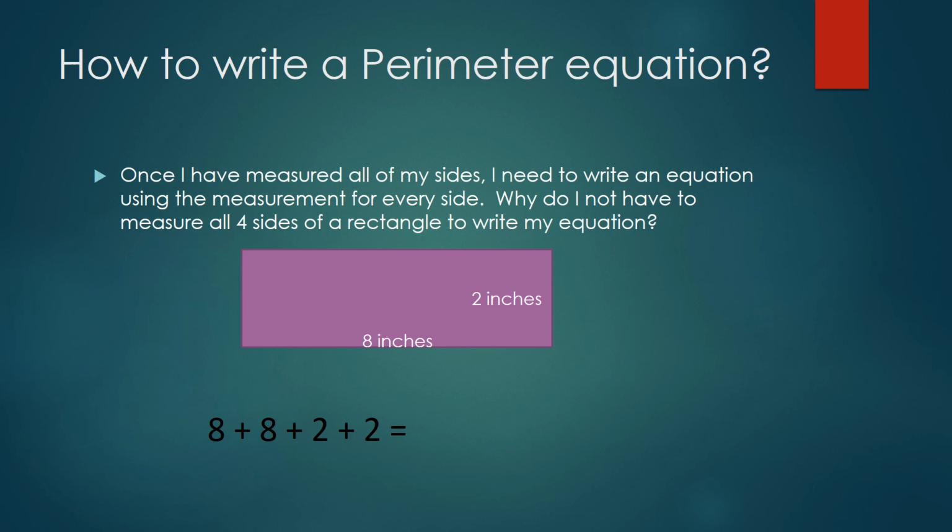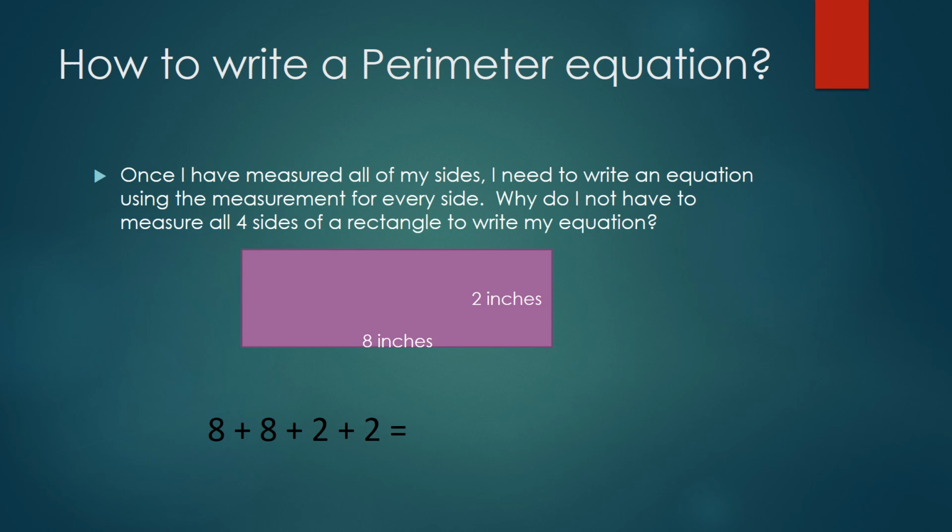That's right, because in a rectangle, the sides are parallel and they're equal. So when I measure one length of 8 inches, the other side that's parallel to it will also be 8 inches. When I measure the width or the height on this rectangle, it's 2 inches. So since the other side is parallel and it's a rectangle, it's the same size, it will also be 2 inches. So I don't have to spend time measuring all 4 sides.